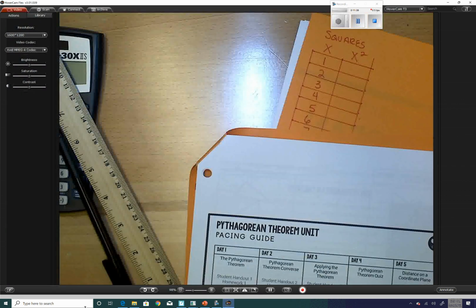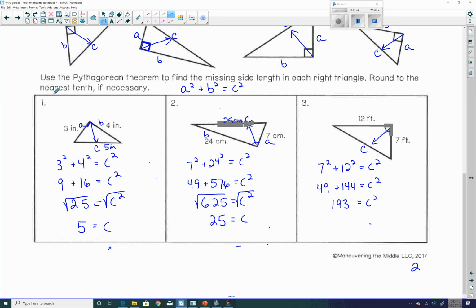So let's look at my directions again. My directions tell me to round to the nearest tenth if necessary. So the square root of 193 and the square root of c squared, so c is going to equal 13.9. And these are feet. Okay? Let's move on to the next page.